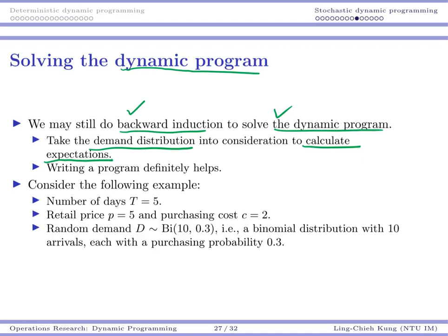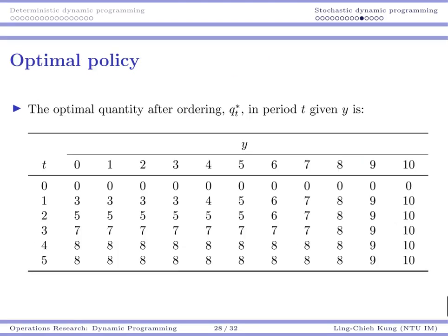Even though we may do all the things by hand, obviously, writing a program will help. So let's see specifically a numerical example. Let's say we have 5 days, retail price 5, purchasing cost 2, and our random demand is binomial with 10 as the upper bound and 0.3 as the purchasing probability. So you may think that each day 10 customers show up, and for each of them there is a 30% probability that this person will buy. Once you specify all this, you know how to solve it.